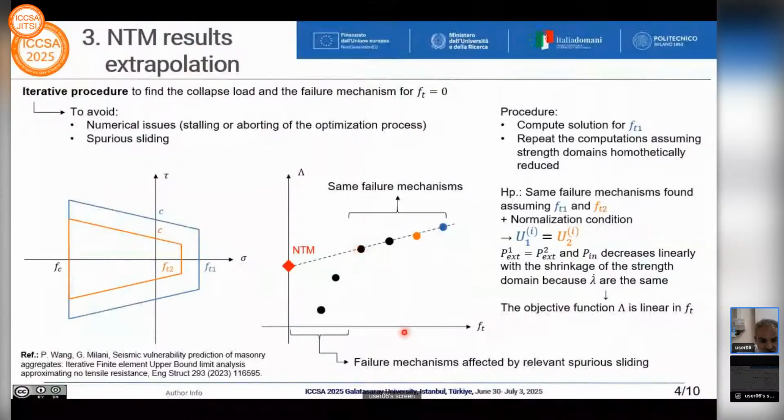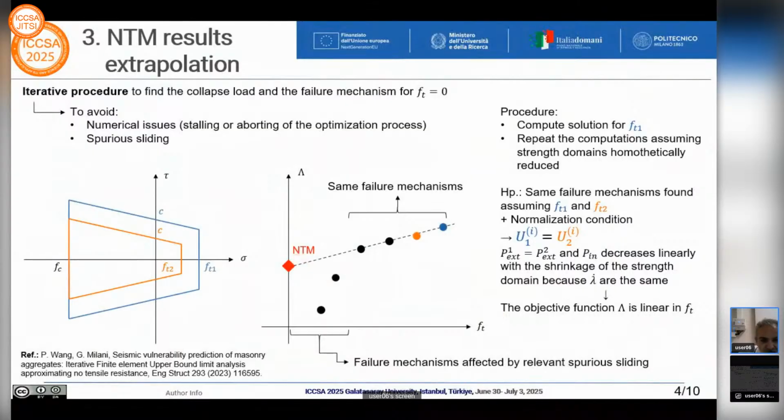Progressively, when you reduce Ft too much, the trend of the collapse multiplier becomes different from linearity. So the collapse multiplier drops down in a nonlinear way, and this means that spurious sliding is occurring. So with an extrapolation, when you are able to identify a failure mechanism that is not affected by spurious sliding, with a simple linear extrapolation you can find the collapse multiplier that is associated to the hypothesis of the no-tension material.